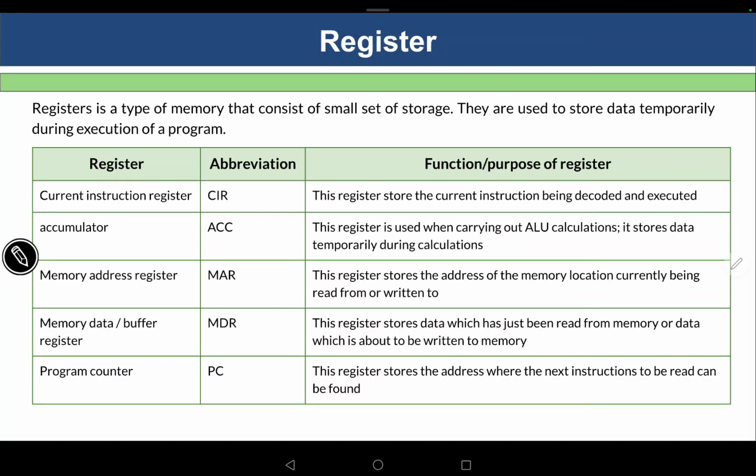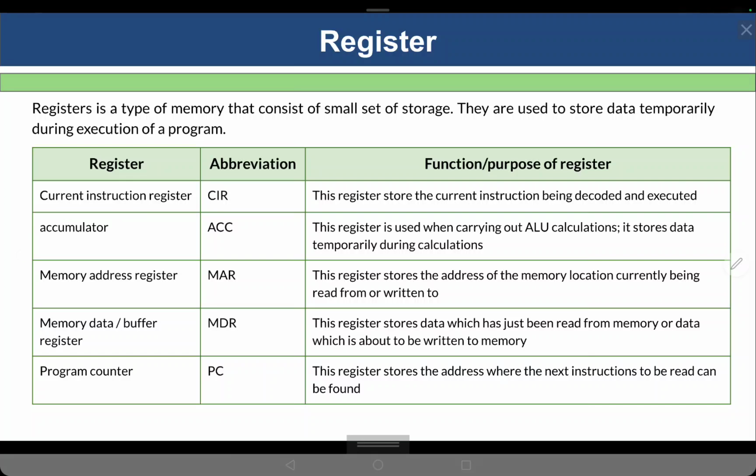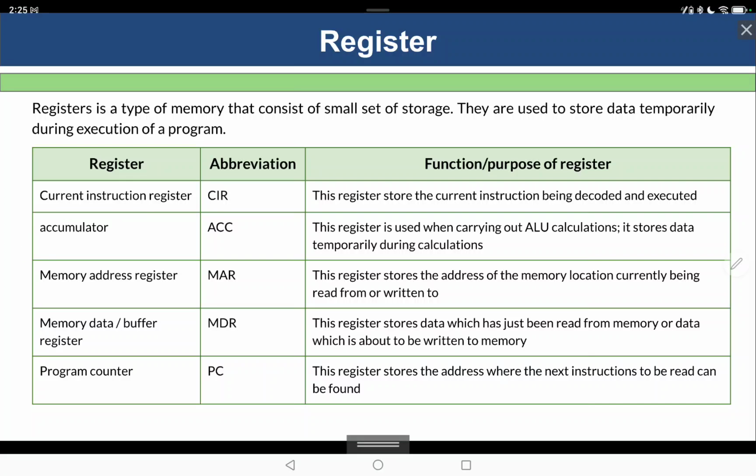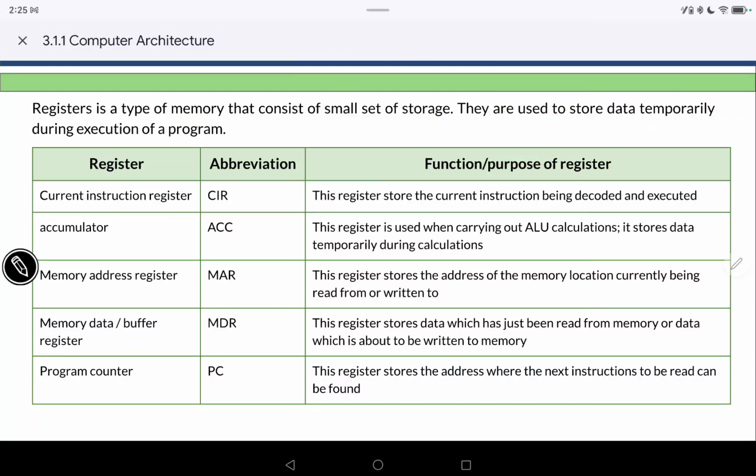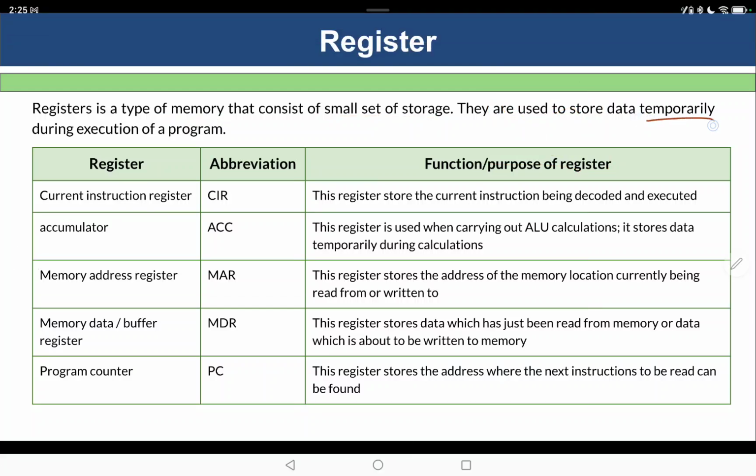Now let's look at the function of the register. The register is also a type of memory storage, and it consists of small sets of storage. Registers are used to store data temporarily during execution of a program. So in the register we have this set of storage.